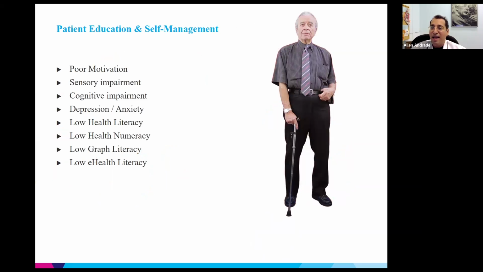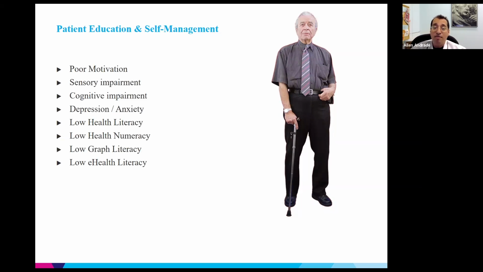So when it comes to helping older adults in patient education and changing behavior and self-management, there are a number of barriers that come up that can impede educational interventions, and that could be inertia, poor motivation, sensory impairment, cognitive impairment, mood disorders, anxiety disorders, and generally difficulty in interpreting health information, which is health literacy, difficulty in appreciating percentages, numbers, facts that are presented to them, which is low health numeracy, difficulty in navigating data that's presented in a visual or graphical or a computer screen just by the way it's laid out to the older adult.